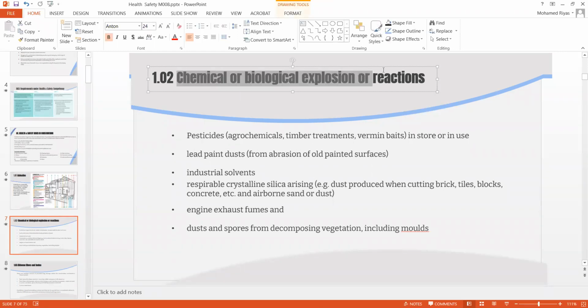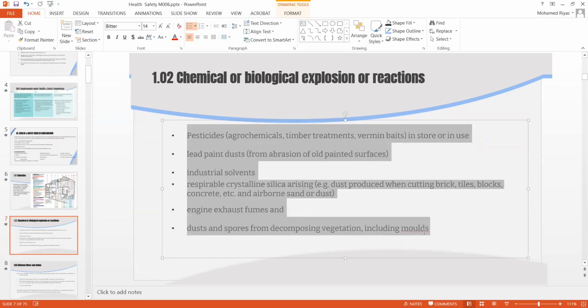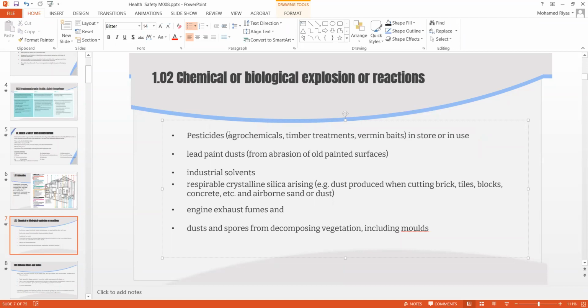Coming to the chemical or biological explosion or reaction, this could be for many reasons. At site, there are many chemicals stored for construction usage, which we can categorize into a few elements just as examples. This could even cause a biological explosion or chemical reaction, which can challenge health and safety of site. We will name a few of them for the sake of discussion and knowledge. Pesticides, agrochemicals, timber treatments, vermin baits in store or in use. This could cause a chemical reaction among them, creating safety hazards.